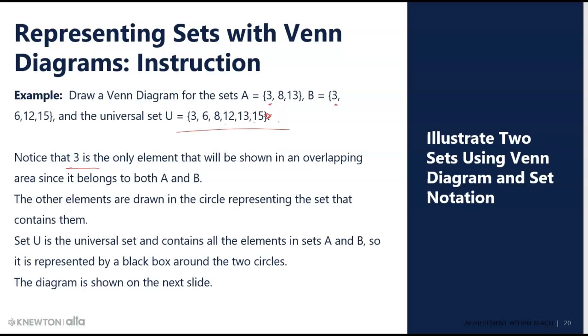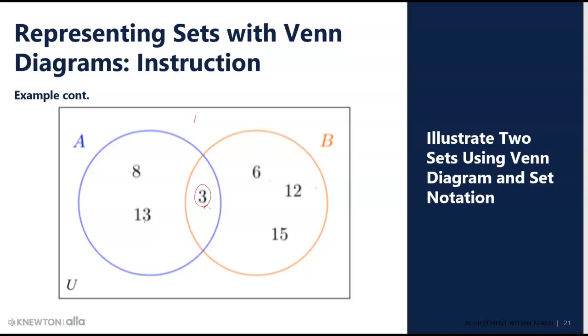If I change my universal set to add the number 17, let me show you where that would go. 17 is not in A, and it's also not in B. So what you would do is the 17 would just be written out here somewhere outside of the 2 circles, but it would have to appear in your diagram still.